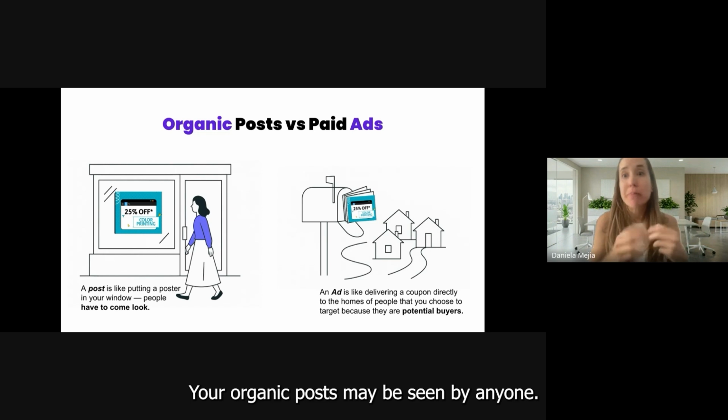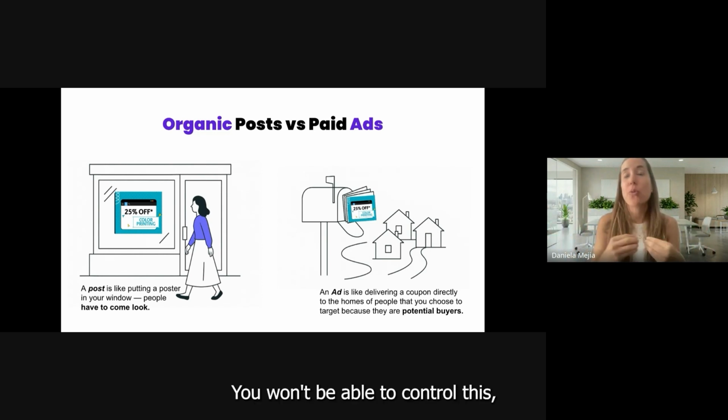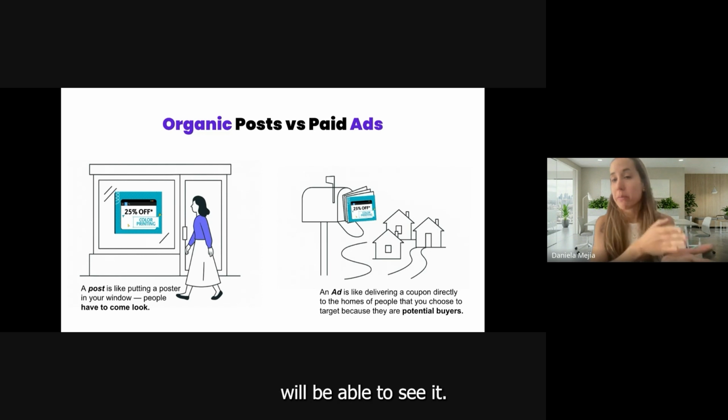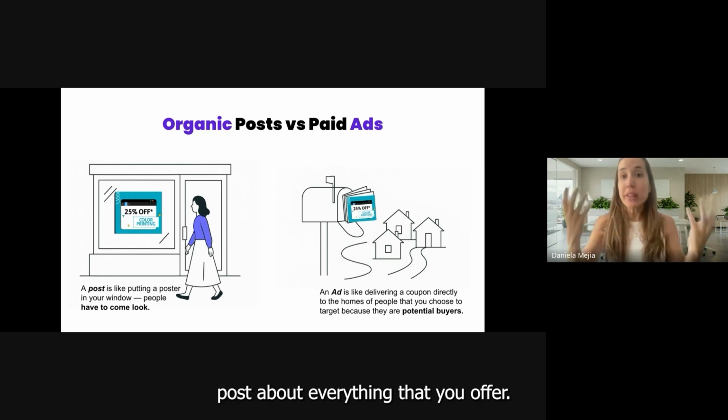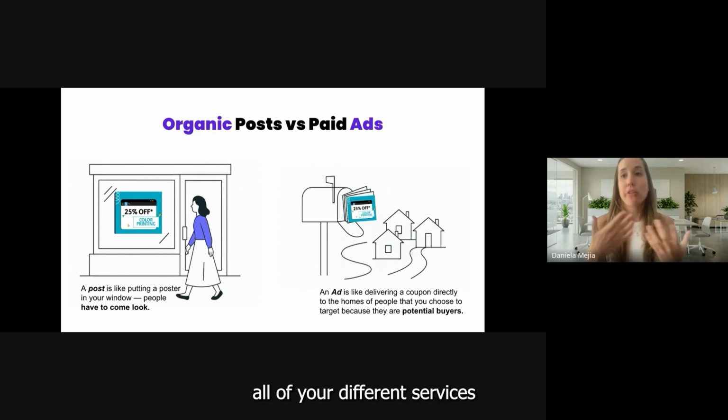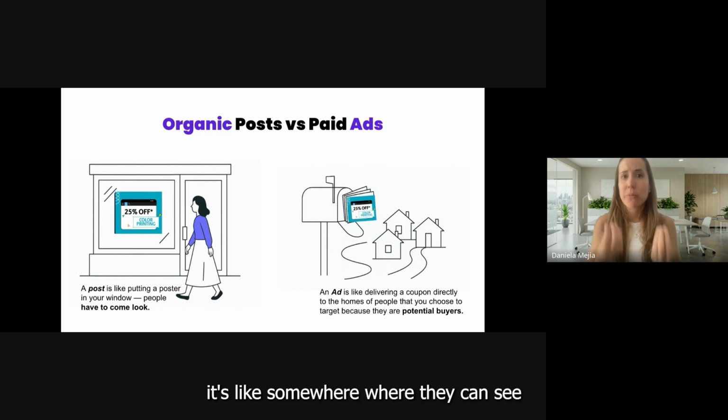Your organic post may be seen by anyone. You won't be able to control this, because anyone that lands on your profile will be able to see it. And that's why we like to always post about everything that you offer. We like to talk about all of your different services and products, so that if somebody lands on your profile, it's like your presentation card. It's somewhere where they can see what it is that you offer.